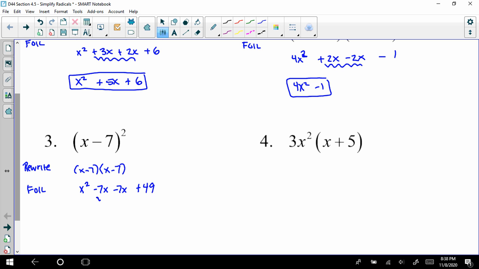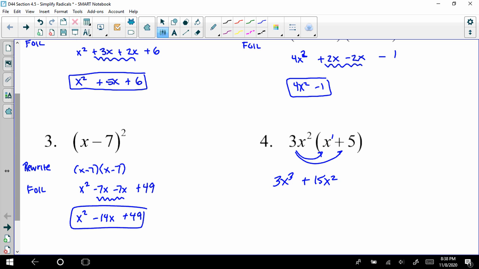As you notice, we're always looking for those middle terms to be our like terms. Sometimes they cancel out, but sometimes they do not. Like this situation, negative 7x minus 7x is minus 14x. Recopy the plus 49. And then on this next one, we are just distributing. So that is an x to the first. Remember, when we multiply a variable with the same base, we add the exponents. That makes 3x cubed plus 15x squared.